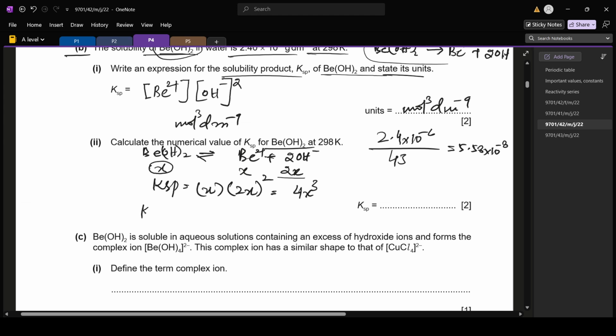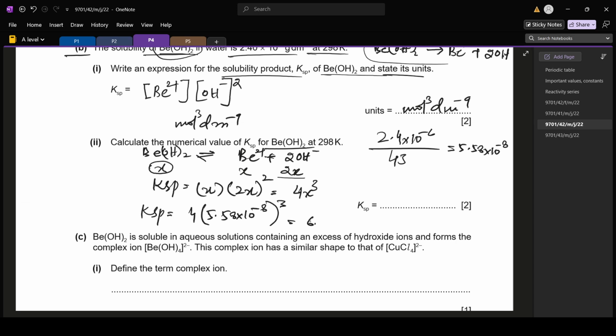So Ksp is going to be 4 times 5.58 times 10 to the power minus 8, cubed. So it will give you the final answer of 6.95 times 10 to the power minus 22. So this is your answer, 6.95 times 10 to the power minus 22. This is the value of Ksp.